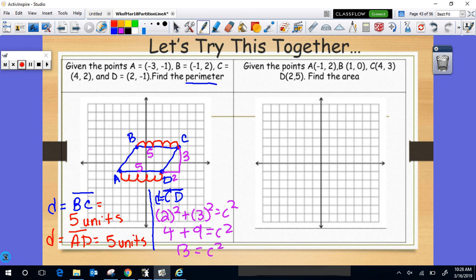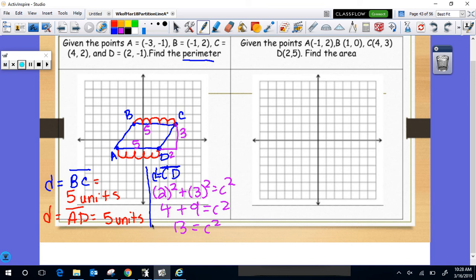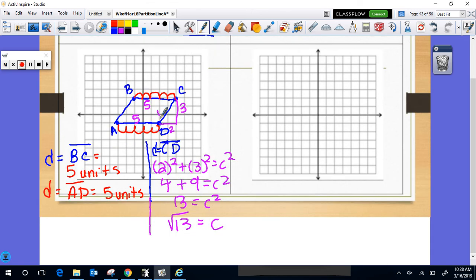Take the square root. Square root of 13 equals C. So that means that side there is square root of 13. And I'm going to go and draw this on the other side. If I'm lucky, they will be the same and I don't have to do any math. Oh, we're lucky. So this works out perfectly. So that means the distance for side BA is the square root of 13.